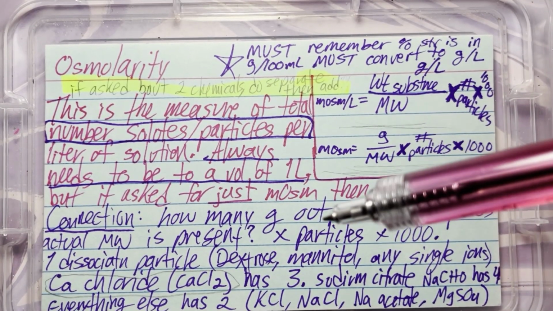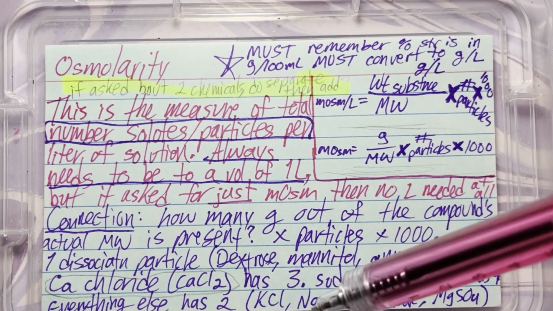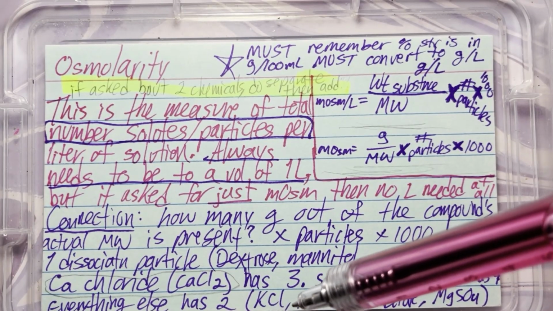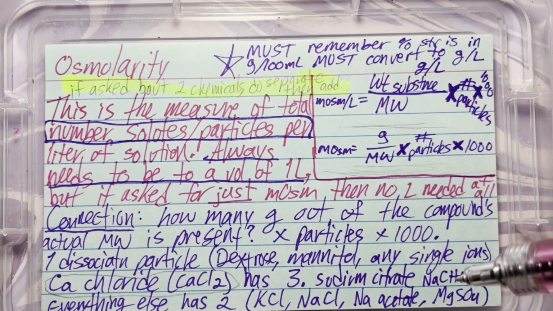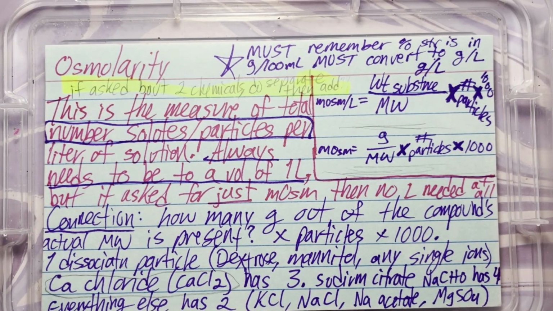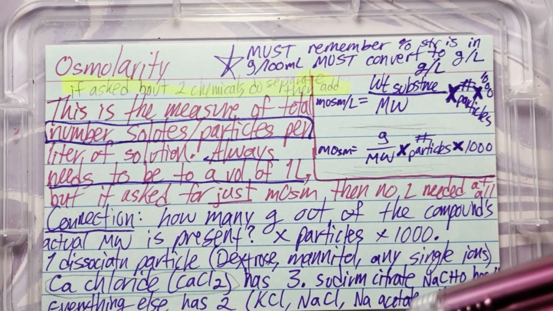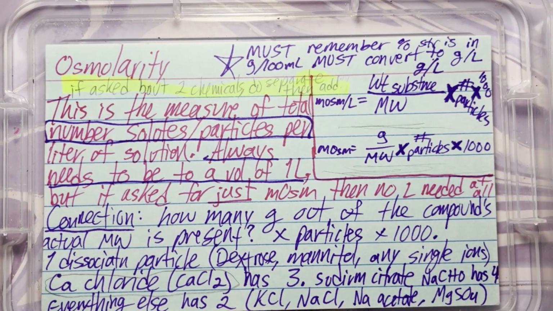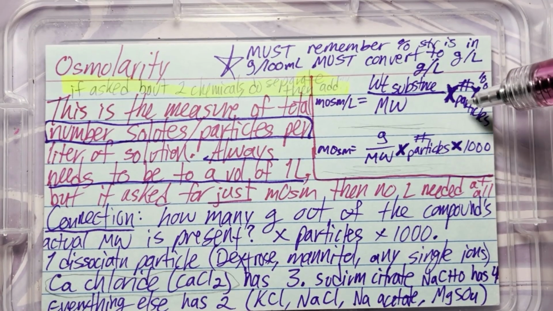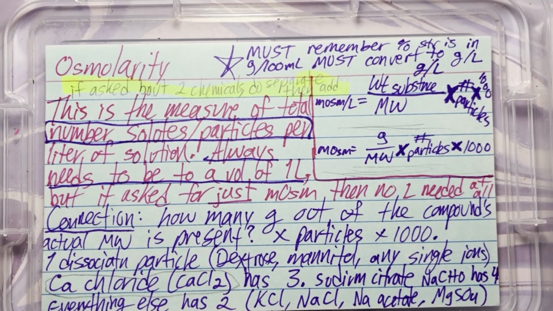And then everything else is 2. So pretty much everything important is going to be 2. KCl, sodium chloride, magnesium sulfate, that's going to be 2. So if nothing else, remember that your number of particles in this equation is probably going to be 2.